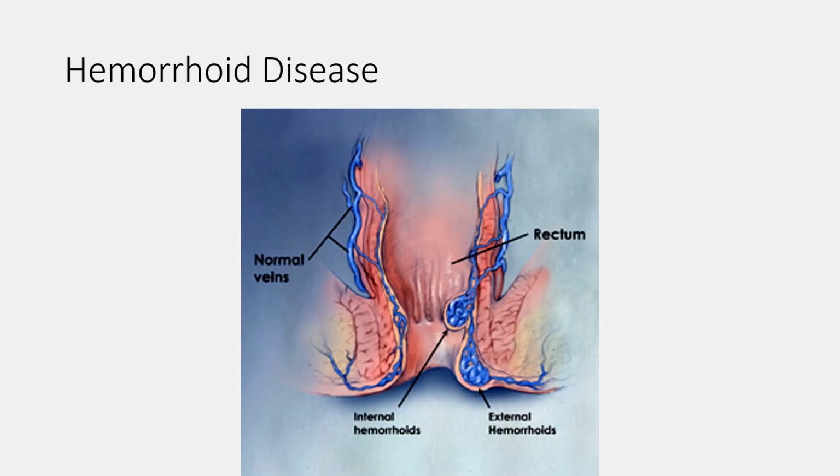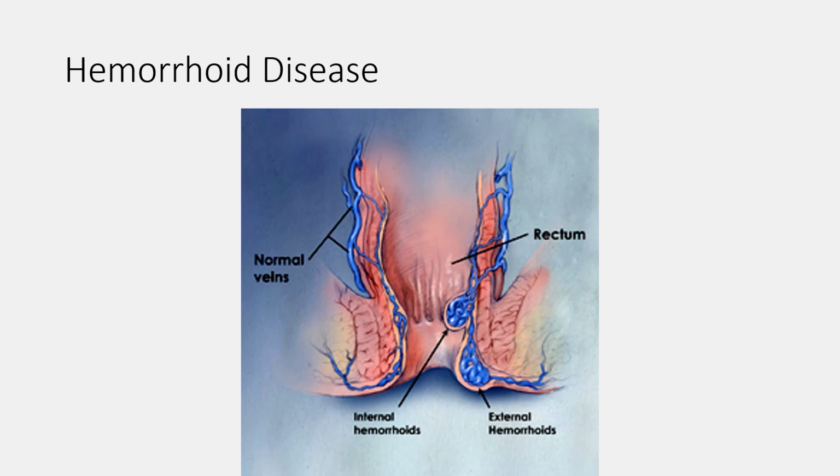Now, let's move to hemorrhoid disease. Hemorrhoids are typically described as being present at the left lateral, right posterior, and right anterior positions, that is at 3, 7, and 11 o'clock. Hemorrhoids are classified as external or internal, depending on their origin in relation to the dentate line.